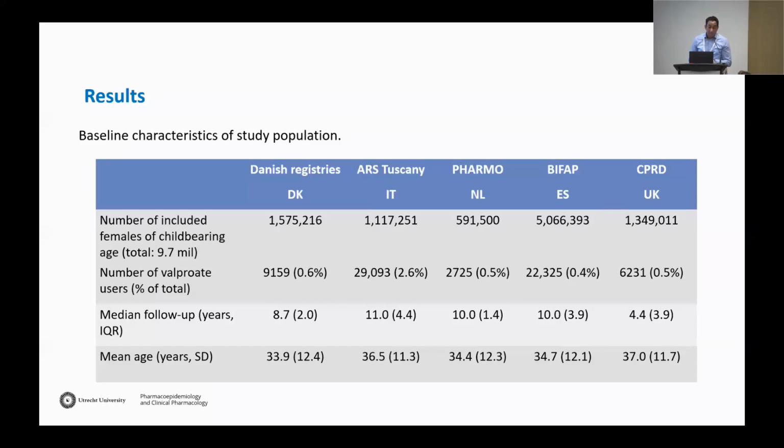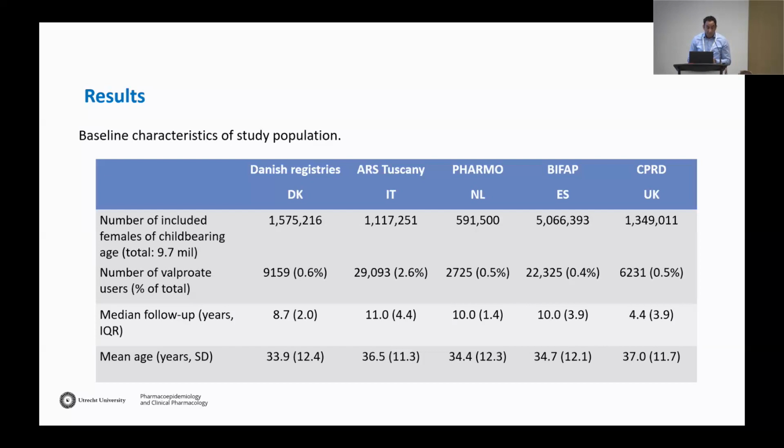At the end, we included almost 10 million females of childbearing age. Half of them were coming from BFOP, but also from the other centers, as you see. Almost 0.5%, or below 1%, of the included individuals were using valproates during the study period. I think the only exception was Ars Toscana, where 2.6% of females were using valproates.